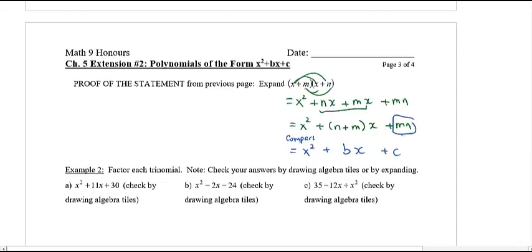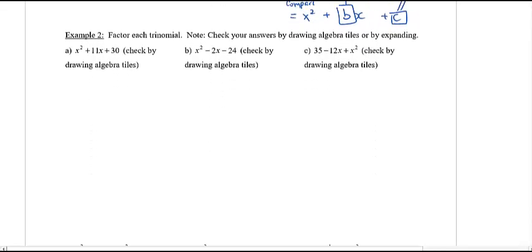Yes, this equals c, and this equals n plus n. So notice the b value: two of the numbers have to be added together. The c value: two numbers have to be multiplied together. Okay? So ultimately, now let's try example number 2, where I'm asking you to go backwards now and factor.